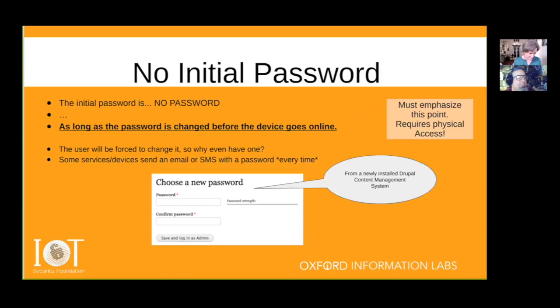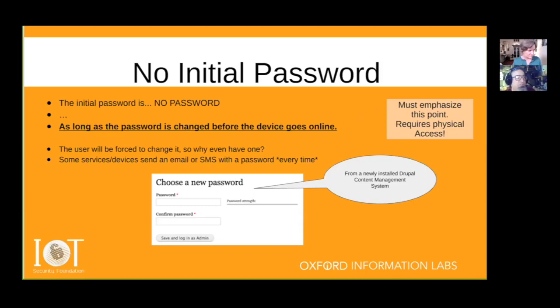This is an example from a newly installed Drupal content management system. That's obviously not an IoT device, but I still thought it was a very good model. They basically didn't come with any default, and the system won't operate, by the way. It simply doesn't operate at all unless you set this password up. You can't deploy your website. You can't do anything that way.